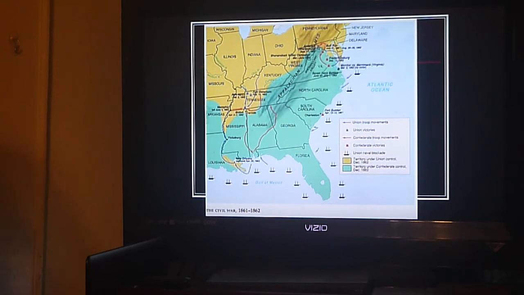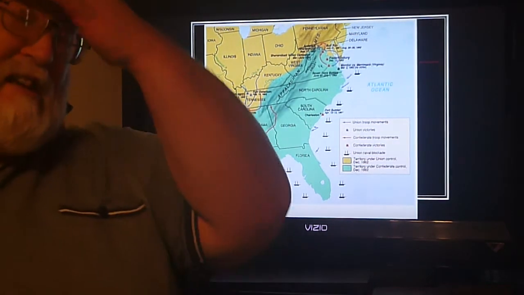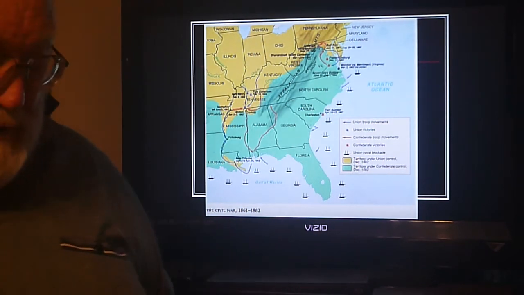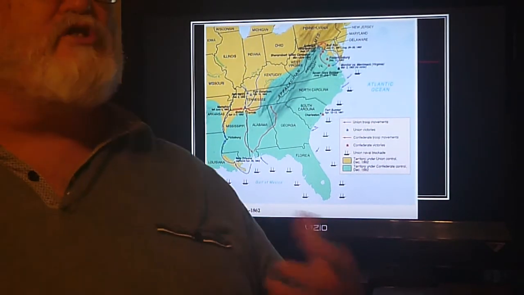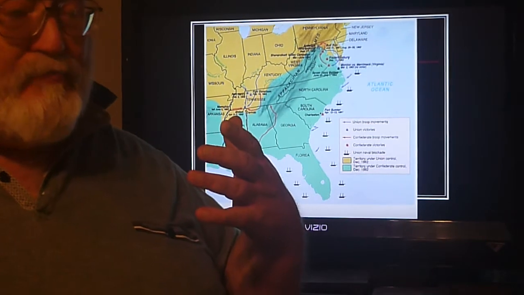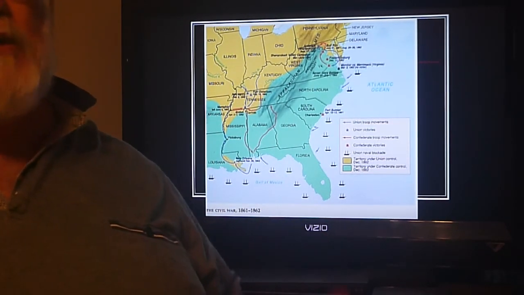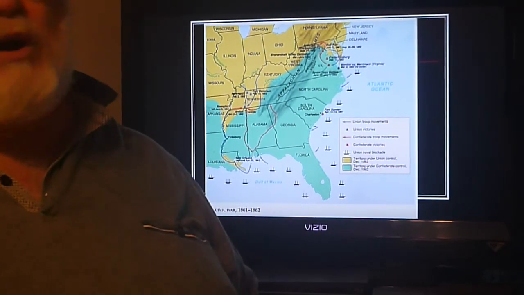Now, at this point in March 1862, we do have the first clash of what are called the ironclads. These ironclads are ships built out of metal. The Confederacy has a ship called the Merrimac. The Union has a ship called the Monitor.